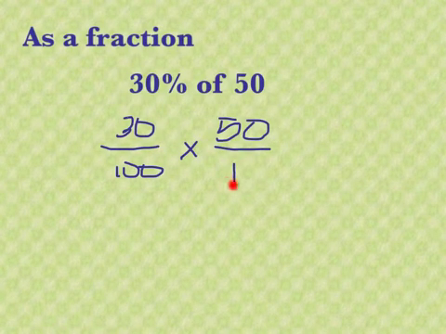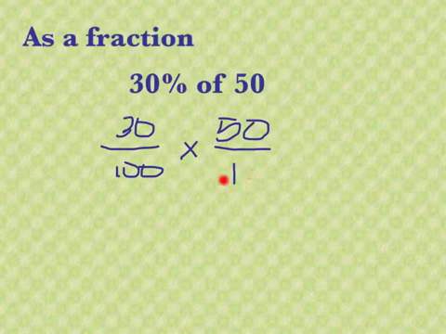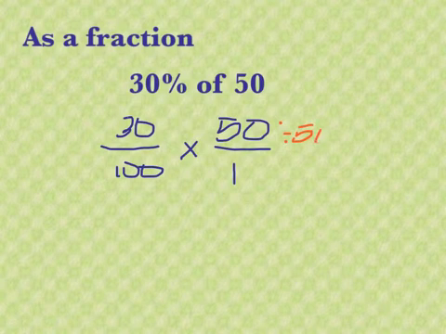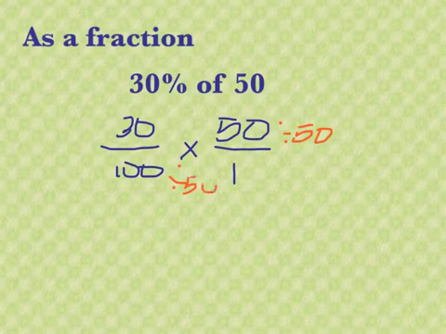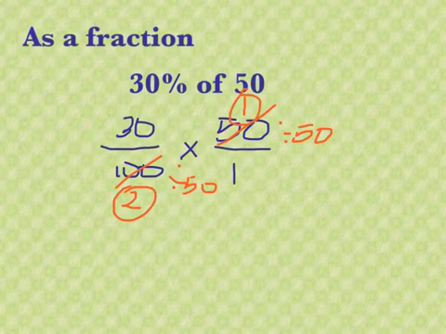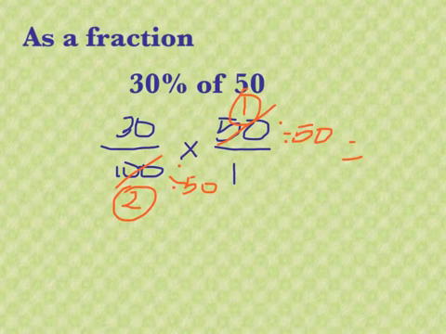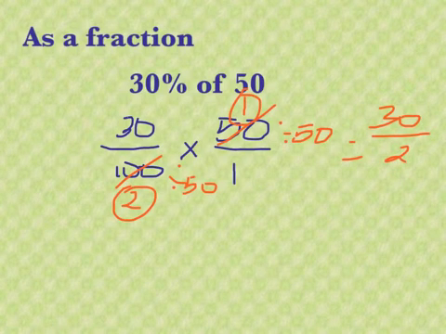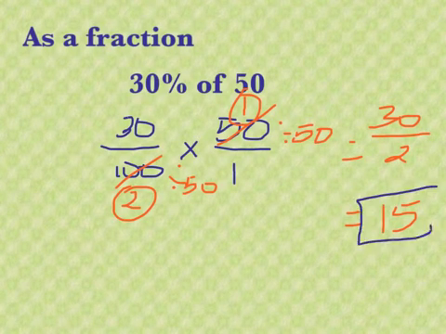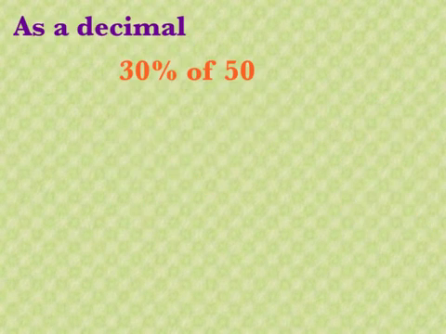Hopefully you said no. 1 is the smallest whole number, so we cannot simplify that anymore. But when I look at 50 and 100, hopefully you notice that we could divide each of those by 50. 50 divided by 50 is 1, and 100 divided by 50 is 2. So now when I go to multiply, 30 times 1 is 30 over 2 times 1 is 2. Now we need to simplify. 2 goes into 30 15 whole times. So 30% of 50 is 15.